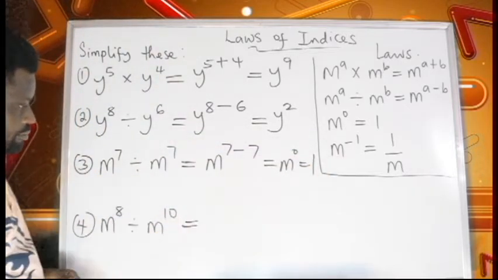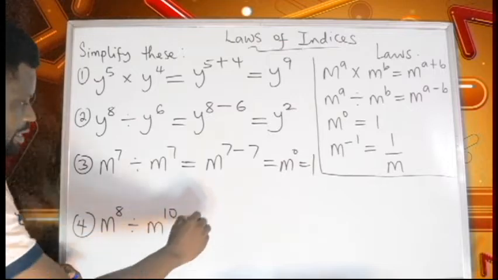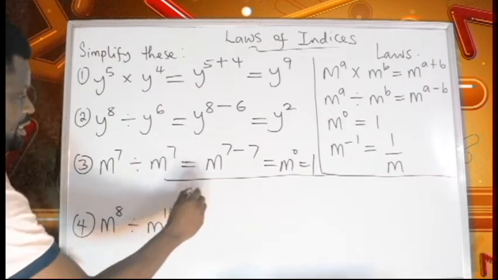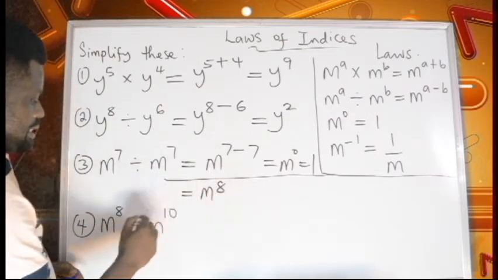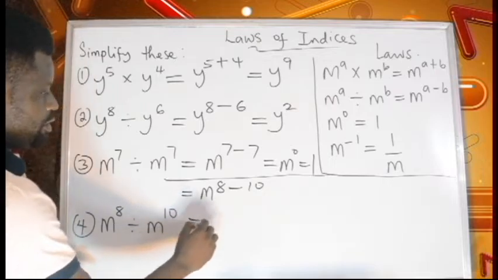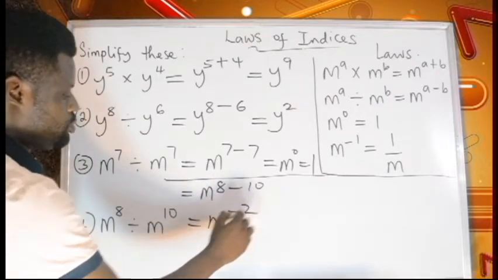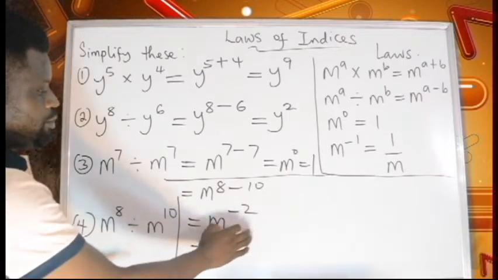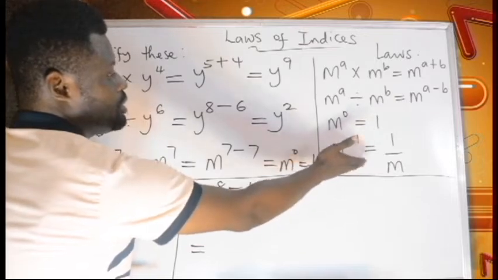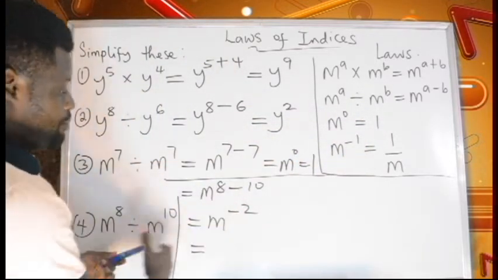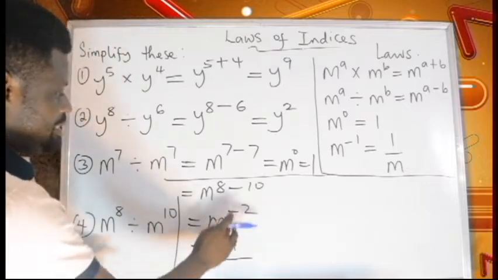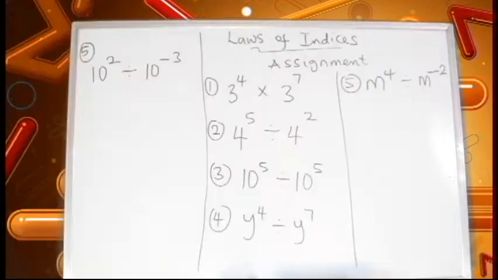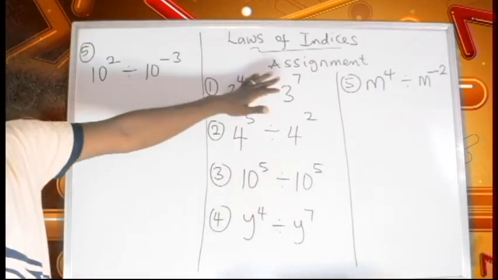Then the fourth one, we have m, let me draw the line, m raised to power 8 minus 10, that will give us m raised to power minus 2. This m raised to power minus 2 falls under the fourth law. So when you have your minus, it will give us 1 divided by m raised to power 2. That's the final answer. So this is the last example before you attempt your assignment.